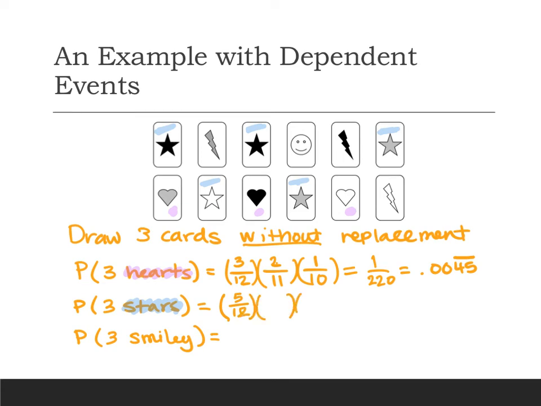Of course, I know I'm drawing 3 cards. I know I'm going to be multiplying. We know we're going to drop 1 each time, so 5, 4, 3. Don't forget that we also need to drop the bottom number. I've had people do this, and they'll do the 5, 4, 3 on top, but then they'll keep it 12, 12, 12. So you got to be careful. This is going to be 12, then we'll drop to 11, then we'll drop to 10.